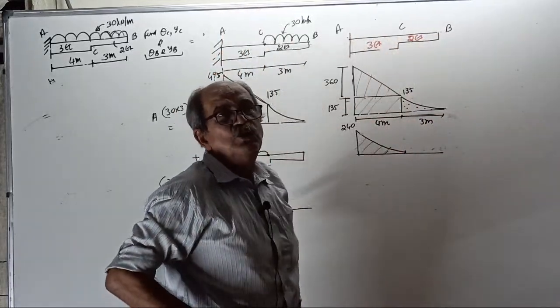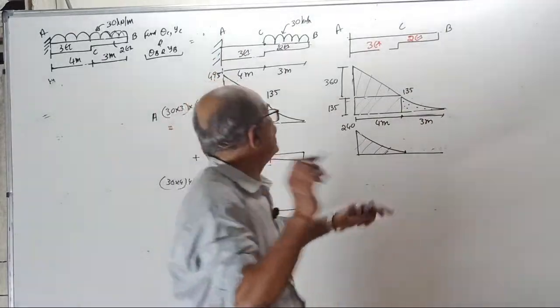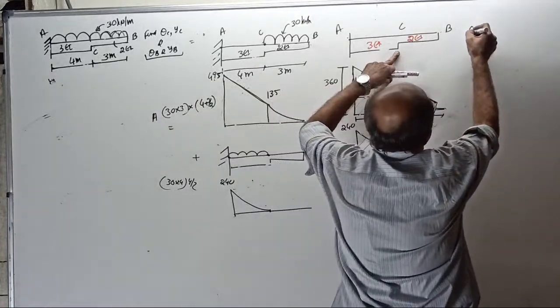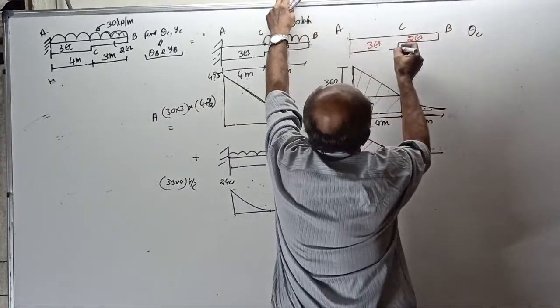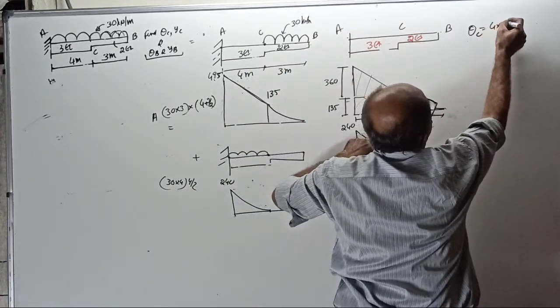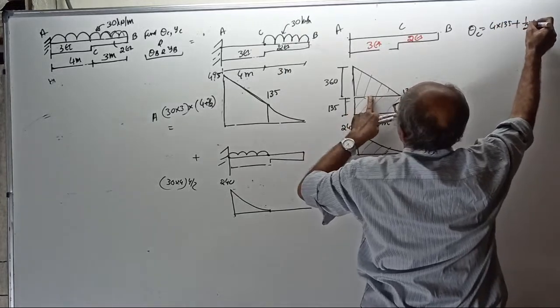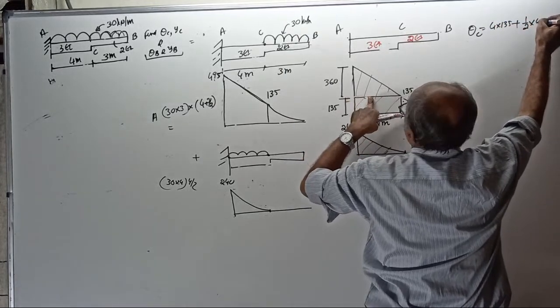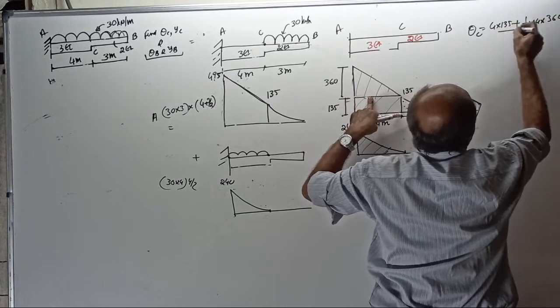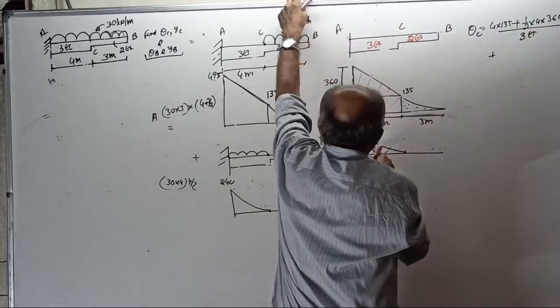Now see, no integration, nothing. I will quickly write, you check the answer. Start. Theta C. Area from C to A. 4 into 135, plus half into 4 into 360, divided by 3EI, plus one more area here.